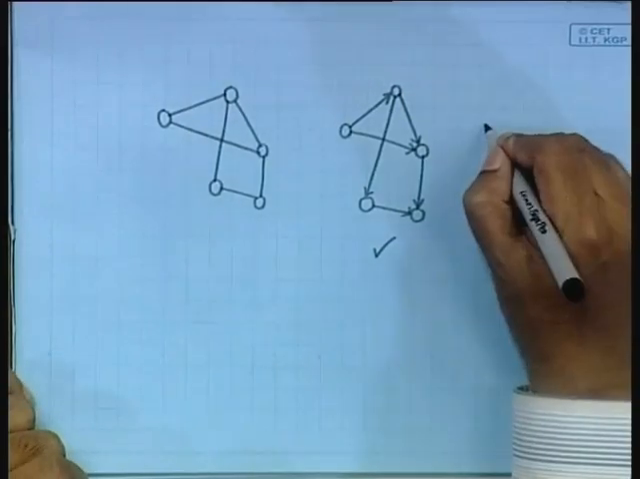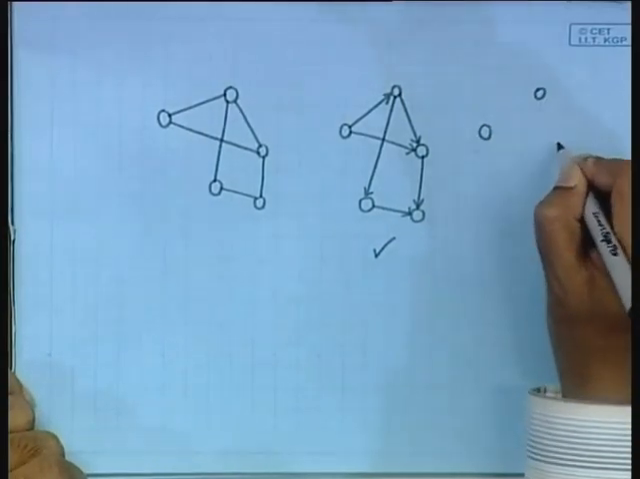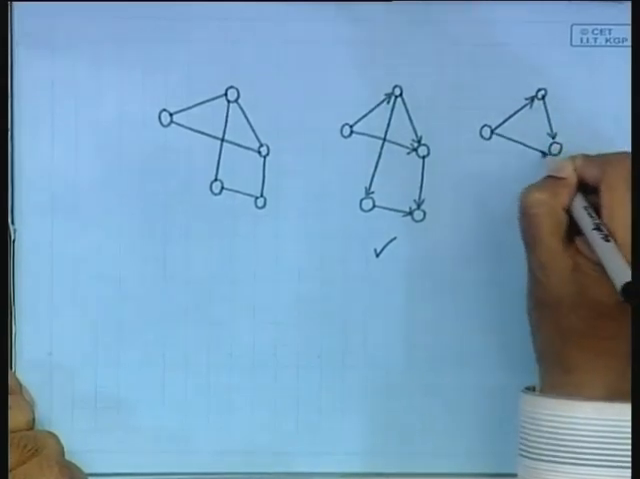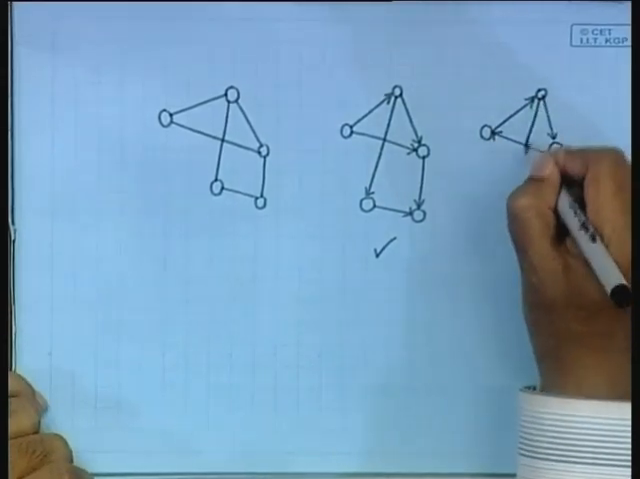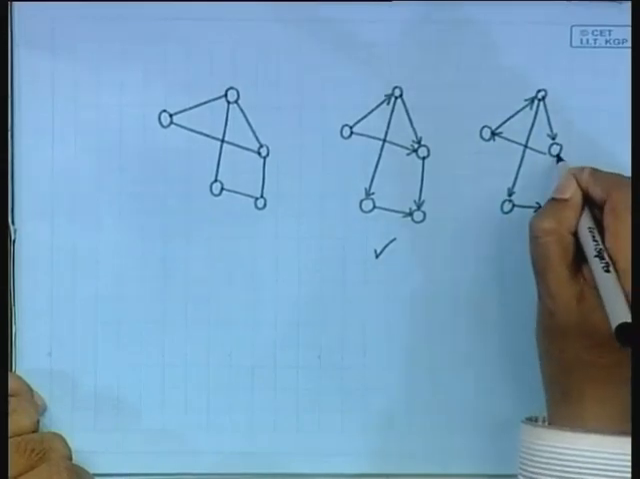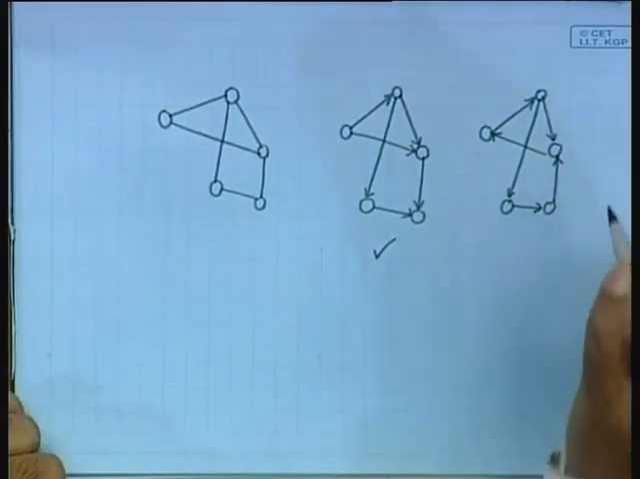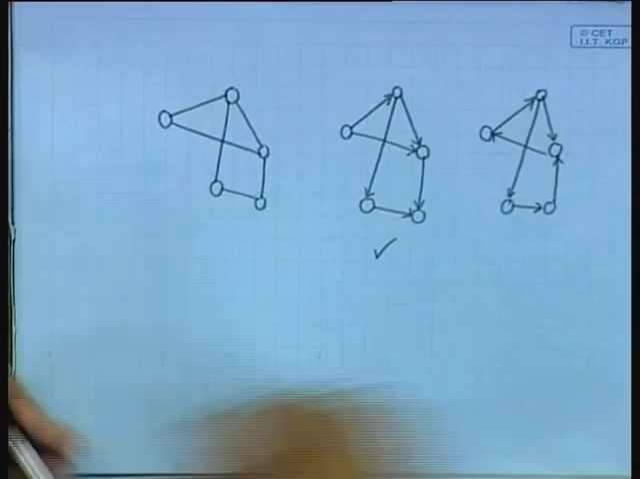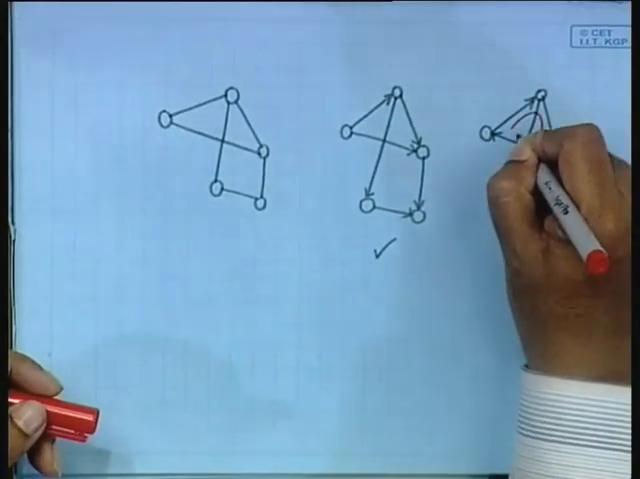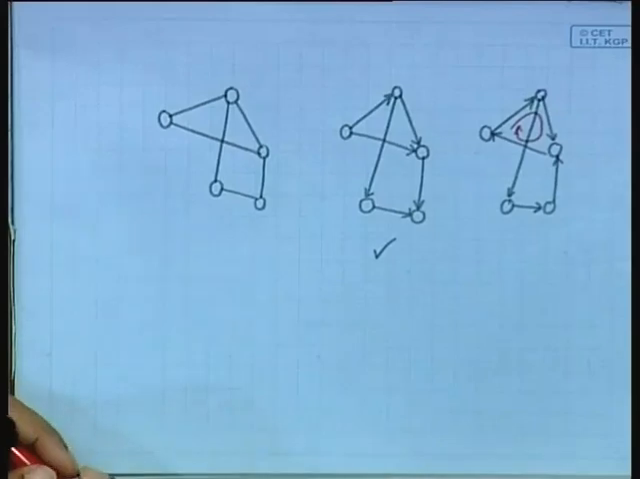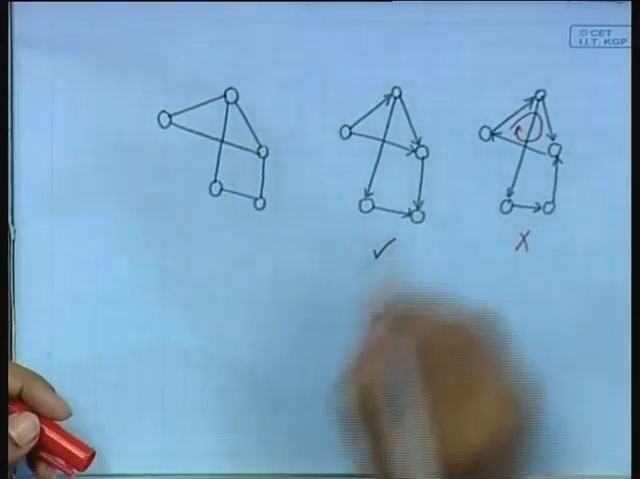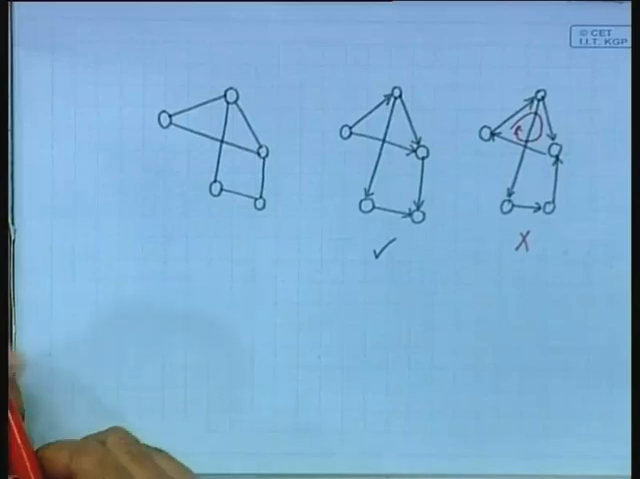But this one is not an acyclic orientation, because we have a directed cycle here, which is this one, all right. So, this is not an acyclic orientation. So, this one is an acyclic orientation, right.